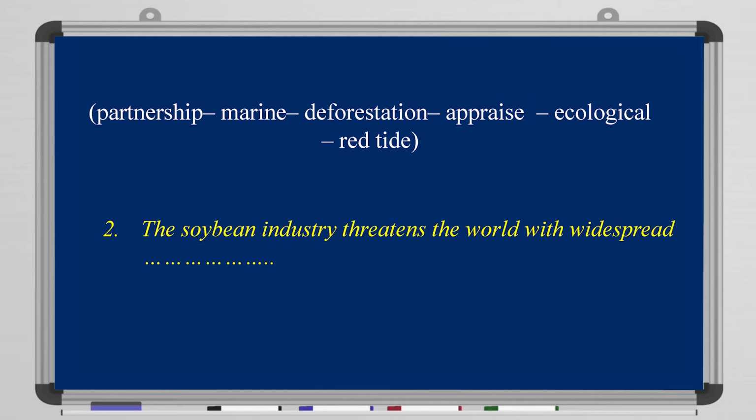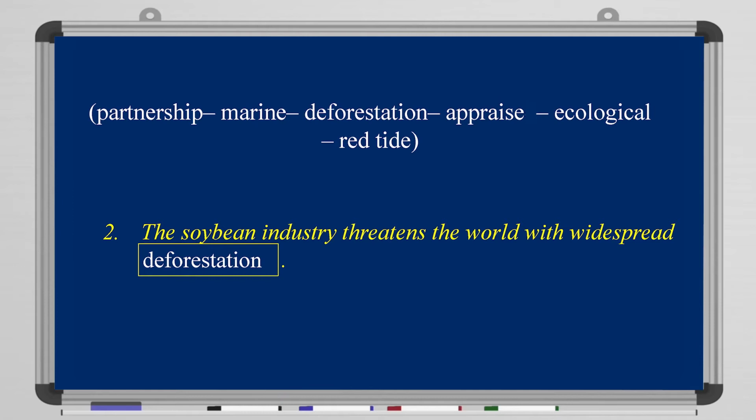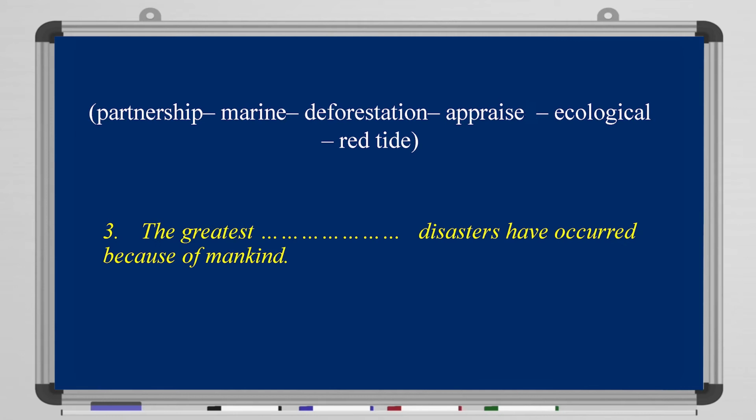Let's look at question number 2. The soybean industry threatens the world with widespread... So what do you think? The soybean industry threatens the world with widespread deforestation. Why? Because they need to cut down the trees for the soybean. Right? Okay, very good. Let's look at question number 3. The greatest blank disasters have occurred because of mankind. So the greatest what disasters? Ecological disasters. Very good. Excellent.